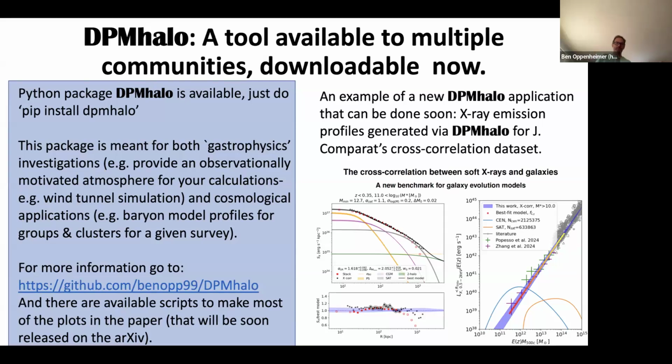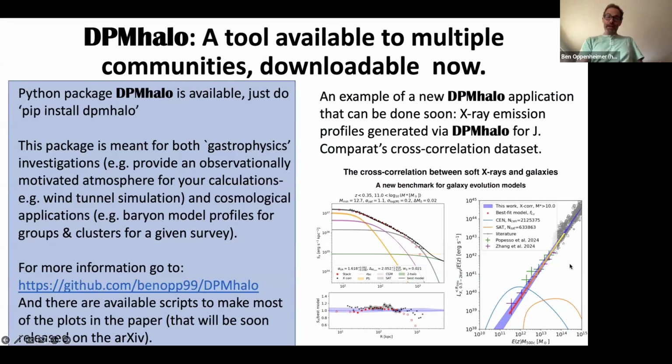It's also meant for cosmological applications. If you need a baryonic profile for hot gas in large surveys and around groups and clusters. Most of your gas, most of your baryons associated will be hot. And this is Johan Comparat's cross correlation of all eROSITA, ERASS4, I think, X-rays. I'm not involved in this paper, but we were inspired.